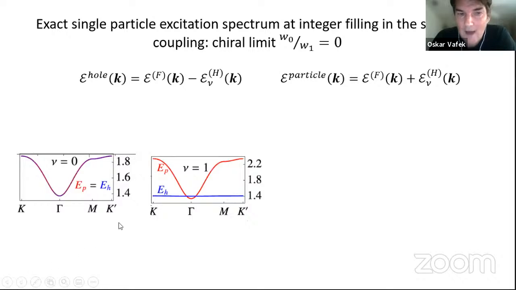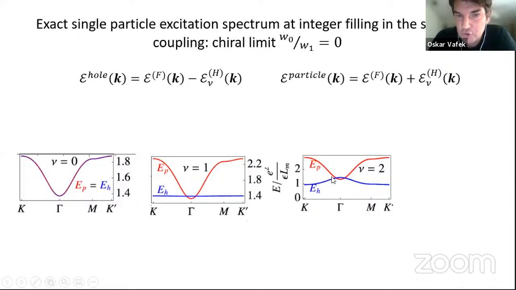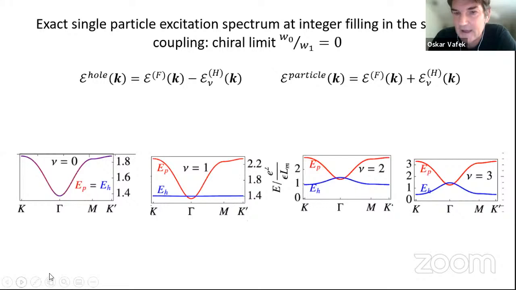Now, if you go to nu equal to 1, because of this interference between these two terms, if we try to add a hole to nu equal to 1, its dispersion is extremely flat. On the other hand, if we try to add a particle, as I mentioned, the dispersion doubles in width. If we go to nu equal to 2, because we subtract two of these Hartree contributions, the dispersion inverts. And so if you try to add a hole, you see it's going to go still into these flat parts with a large density of states. On the other hand, if you try to add a particle, it still goes to this minimum. And at nu equal to 3, you just invert more.